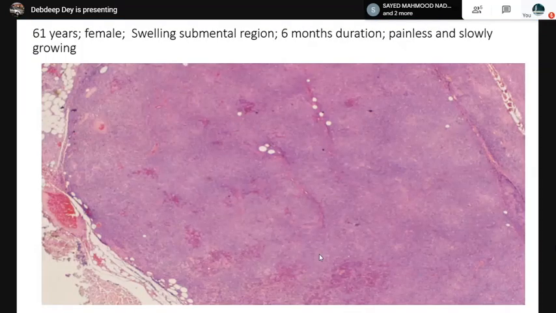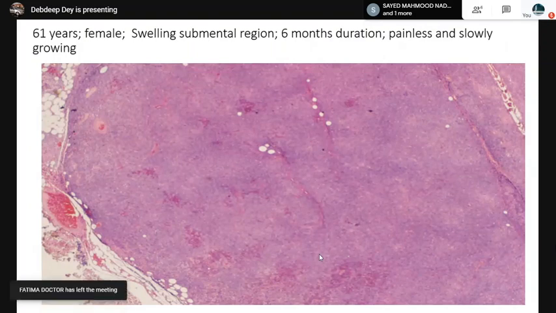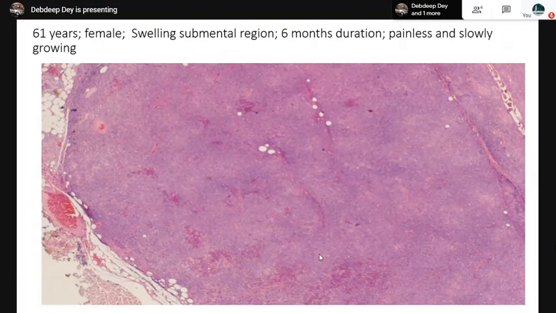So this is a 61-year-old female, with swelling in the submental region of 6 months duration, painless and slowly growing. What we have got here is a lymph node where the architecture is effaced, but as you can see, there are vague follicles. The sinuses are not patent, which is another indication that there is a neoplastic process going on. However, there is no extension into the perinodal adipose tissue that you can see in this field.